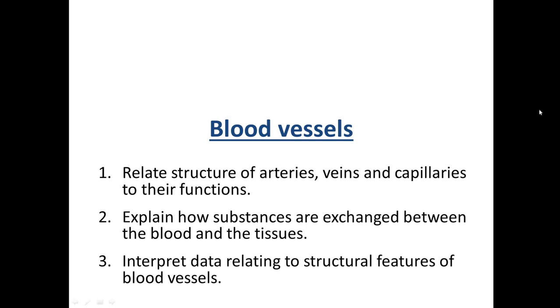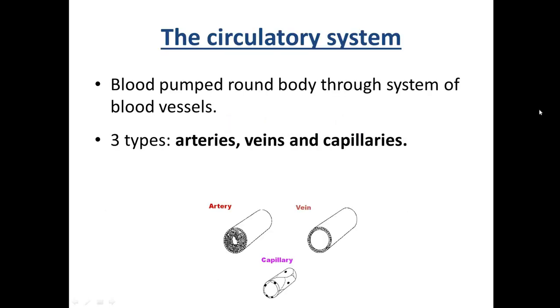So this lesson is about blood vessels. We're going to relate the structure of arteries, veins and capillaries to their functions and explain how substances are exchanged between the blood and the tissues. There are three types of blood vessels that you need to know about at GCSE: arteries, veins and capillaries.